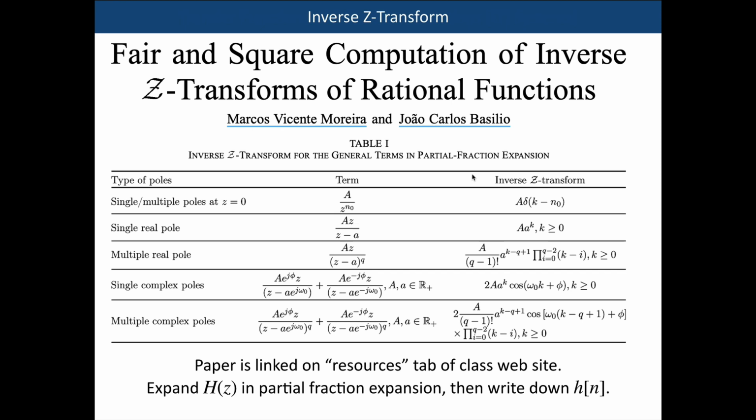And as you know from past experience, partial fractions can go a number of different ways. You can have simple poles, you can have repeated poles, you can have complex conjugate pairs of poles, higher order poles, all these sorts of things are possible. And he lays all of this out here in the table. But once you do the partial fraction expansion, then it's a simple matter to just write down the inverse Z transform, as you can see in these examples.